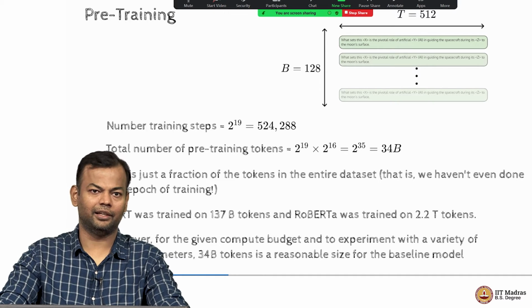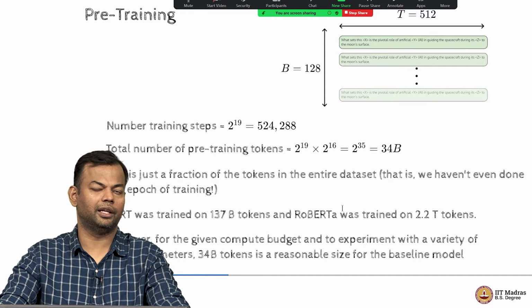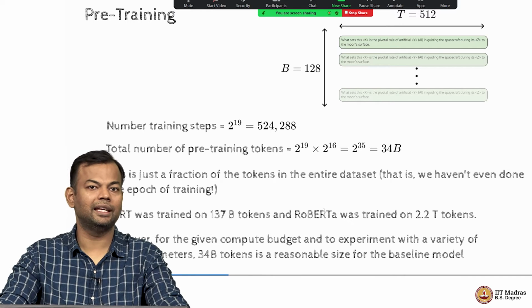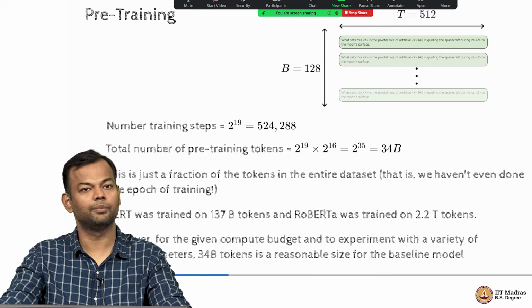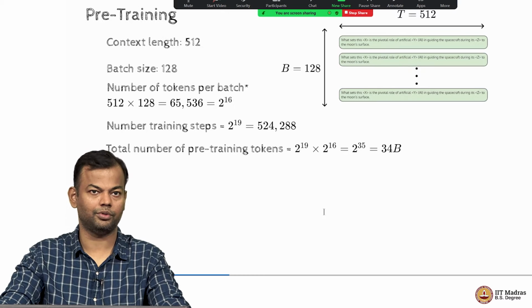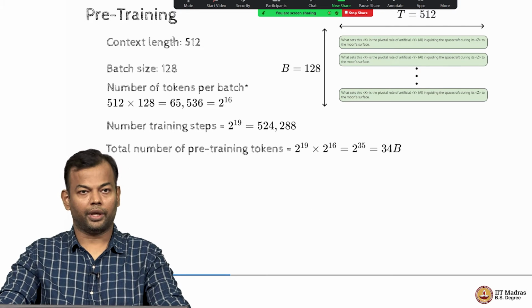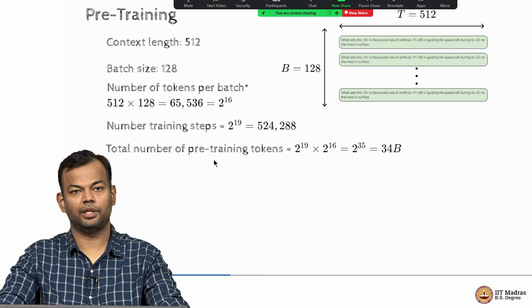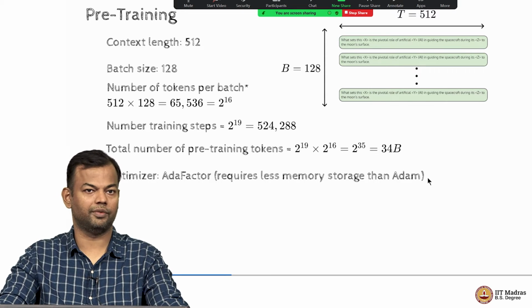That's the idea, right? We have more data, but 34 billion is a reasonable size to experiment with. My experiments are not very costly, and at the same time, the data is also not so small that I cannot learn anything meaningful from those experiments. Okay, so context length, batch size, number of tokens per batch, number of training steps, and the total number of pre-training tokens, all of this we have computed.